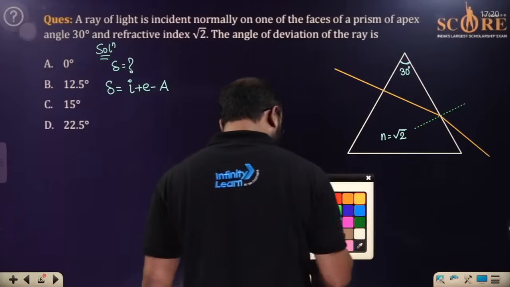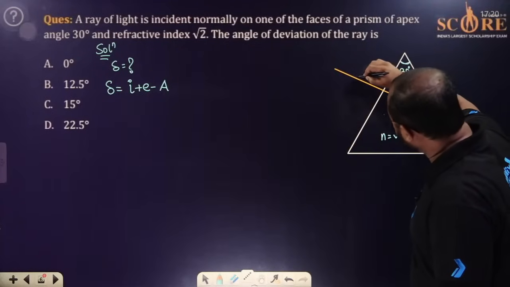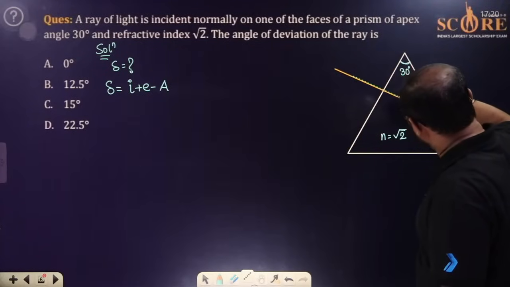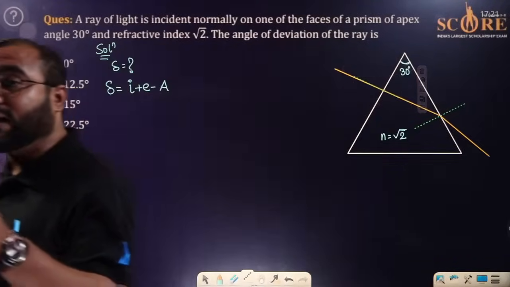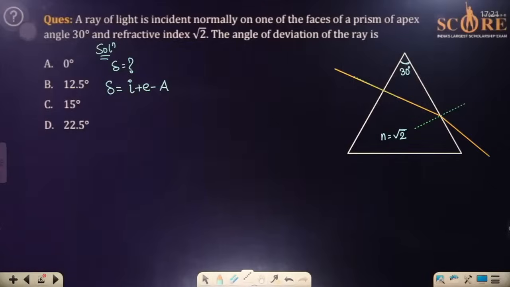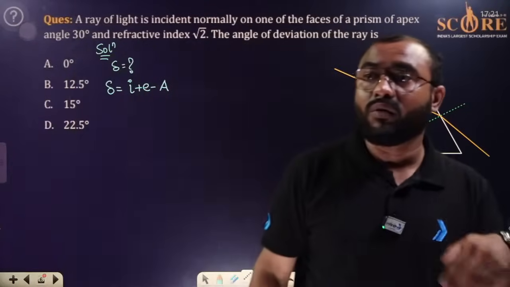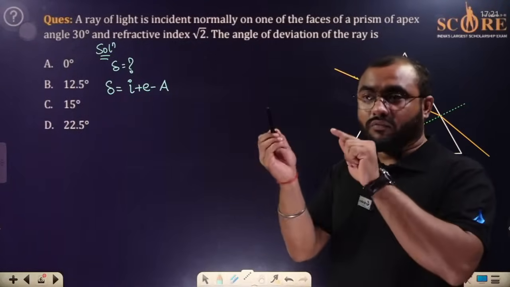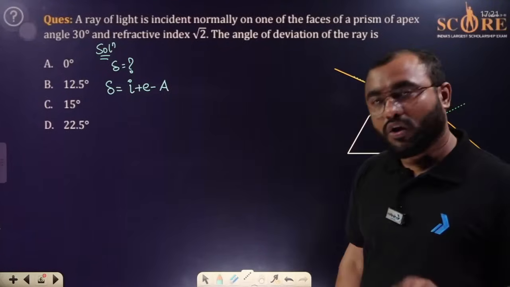Fine. Now it has already been given. This is the incident ray and it is normal to one of the faces. If it is normal to one of the faces, that means it is overlapping with the normal that we always draw to find out the angle. So what is the incident angle, what is the refractive angle? We are measuring from the normal only, so it is overlapping over the normal.